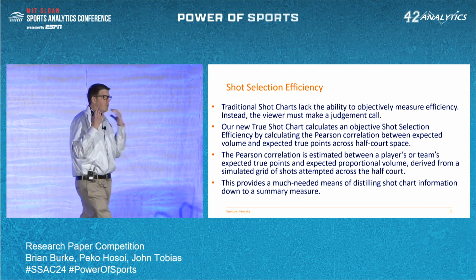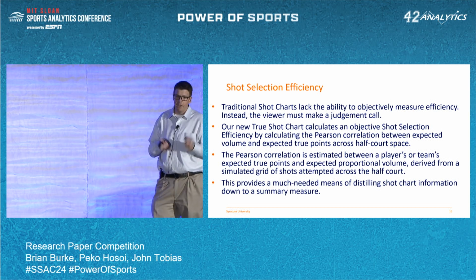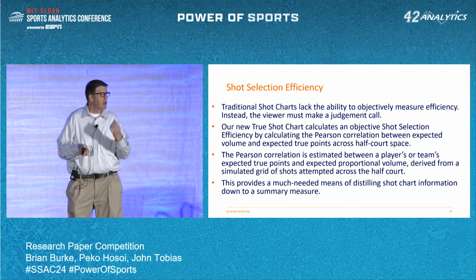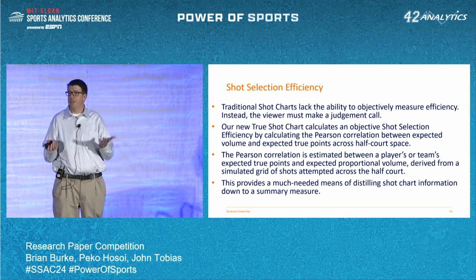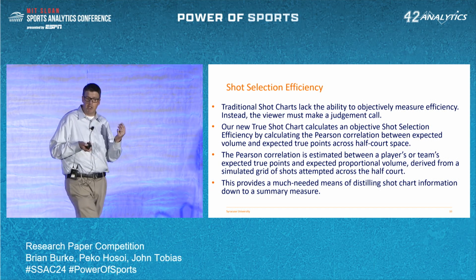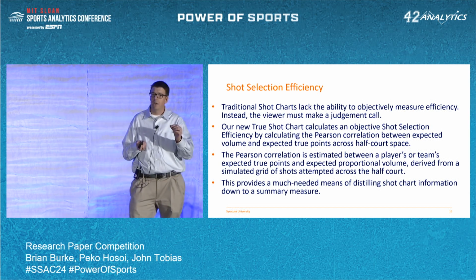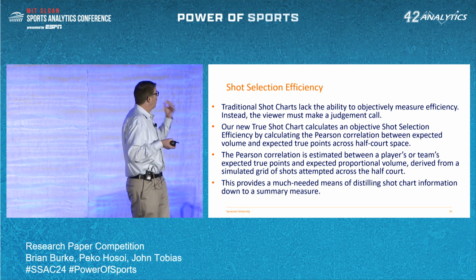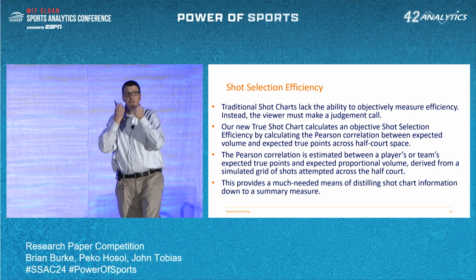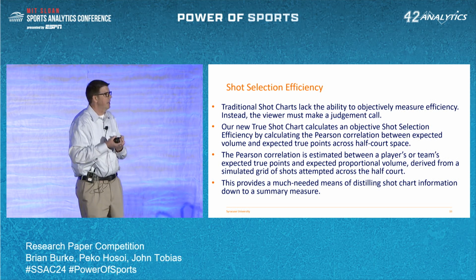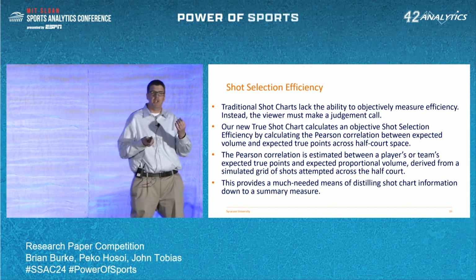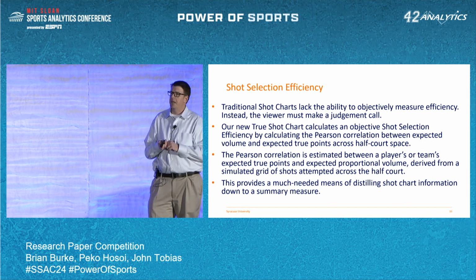Well, what can we do with this proficiency and volume? We can simulate a grid across the half court, and then we can create a new metric called shot selection efficiency through the use of Pearson correlation. So this provides a much needed means of distilling shot chart information down to a summary measure. Whereas traditional shot charts required a judgment call, ours gives you an objective single measure to tell you whether a team or a player is efficient in their shot selection ability.